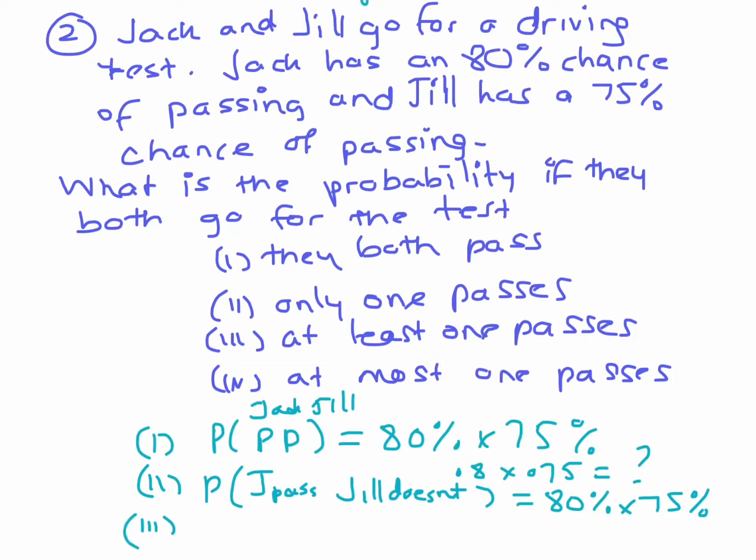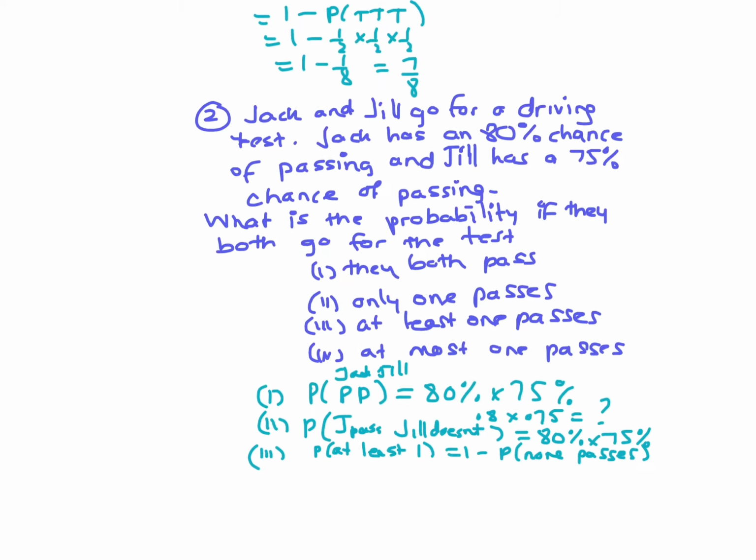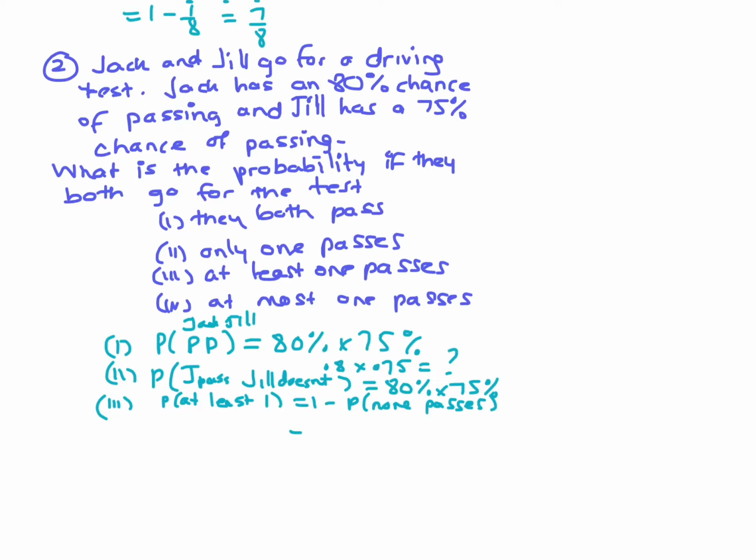Okay, and part 3, at least one of them passes. If you did at least one passes, it's better to do 1 minus the probability that none of them passes. So none of them passes would be, Jack doesn't pass, that would be 1 minus 20% times 25%. So you just put that in your calculator and work that out. You can do 1 minus 0.2 times 0.25.